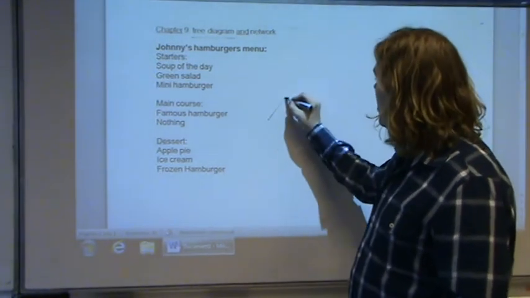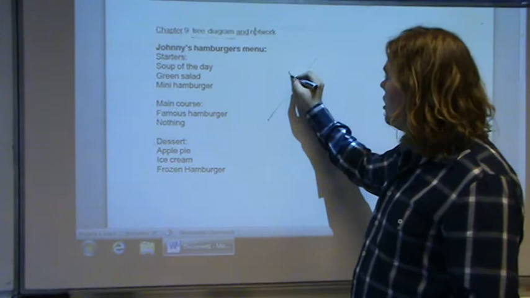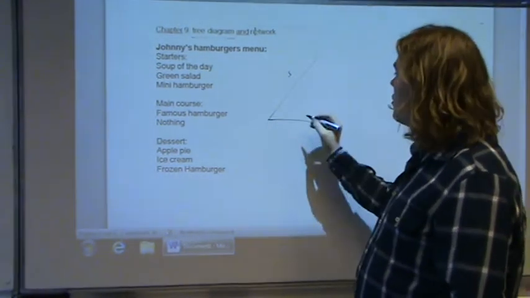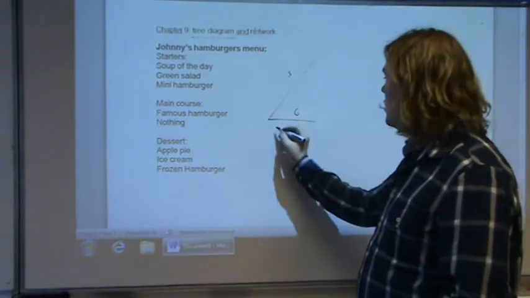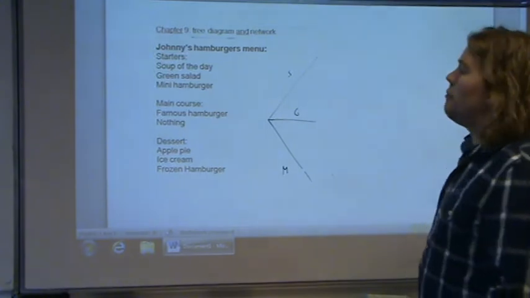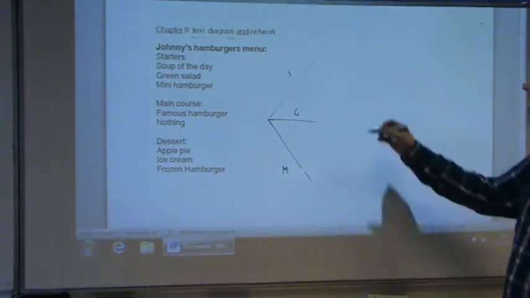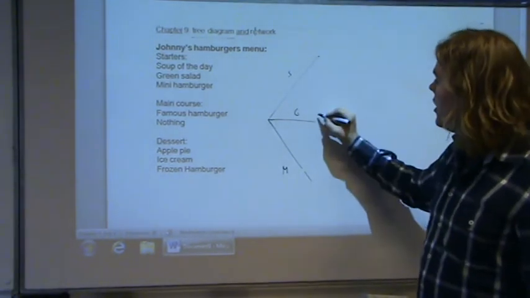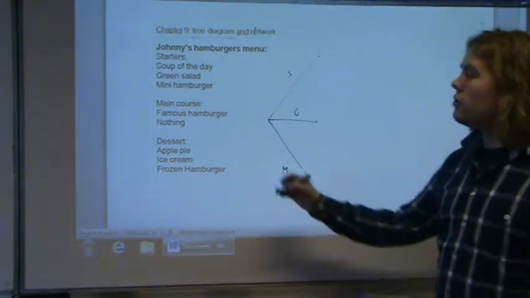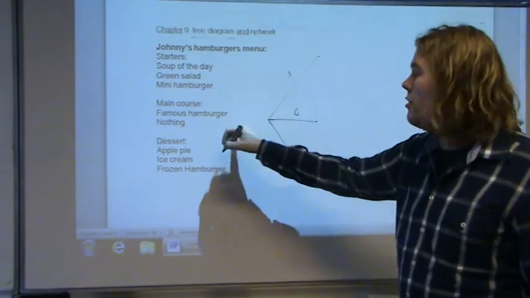This line here represents the soup of the day possibility. Then this line here represents the green salad possibility, and this line here represents the mini hamburger. So there are three things you can choose: soup of the day, green salad, or mini hamburger. Then you're done with the starters, and then you can choose the main course. You can choose the famous hamburger or nothing.